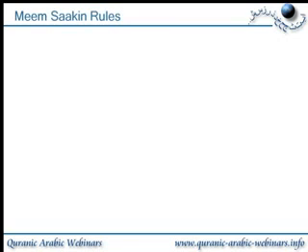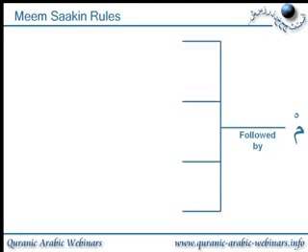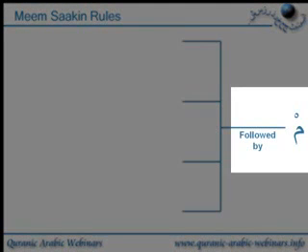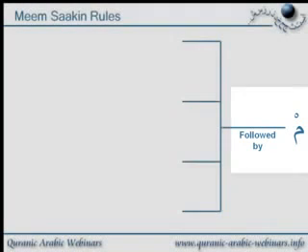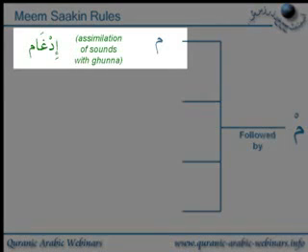Now the rules for Meem Saakin. There's a few rules here. Here we have the Meem Saakin, and we're showing the Sukoon as a round circle. That's our computer font. If the Meem Saakin is followed by certain things, then we apply certain rules. The first one: if the Meem Saakin is followed by another Meem, we do Idghaam, which stands for assimilation of sounds, plus we apply a Ghunna. Again, we're going to explain this in a minute.